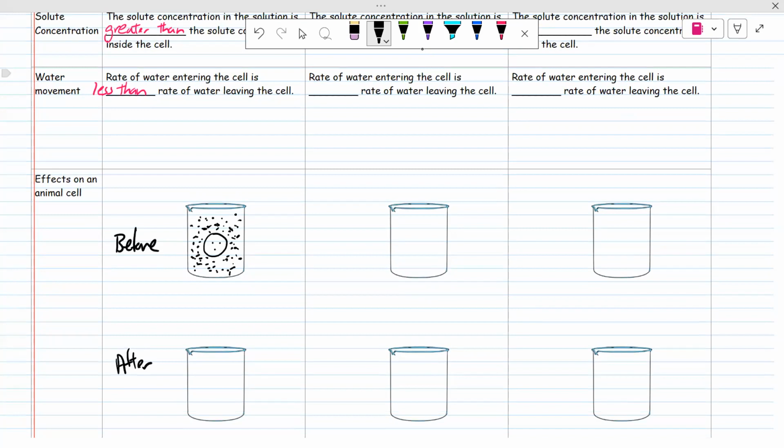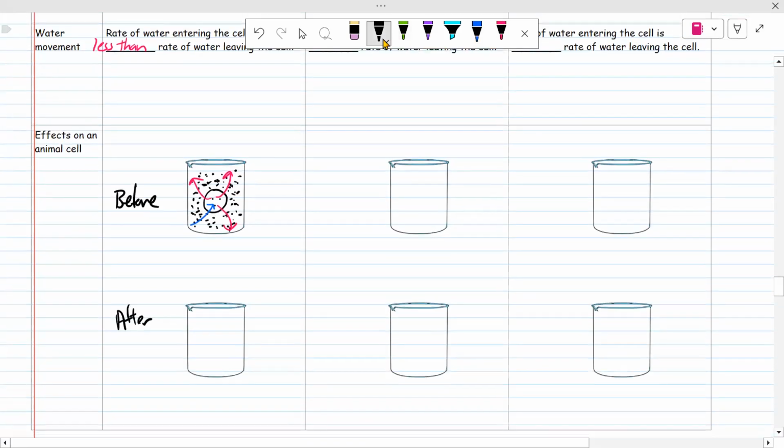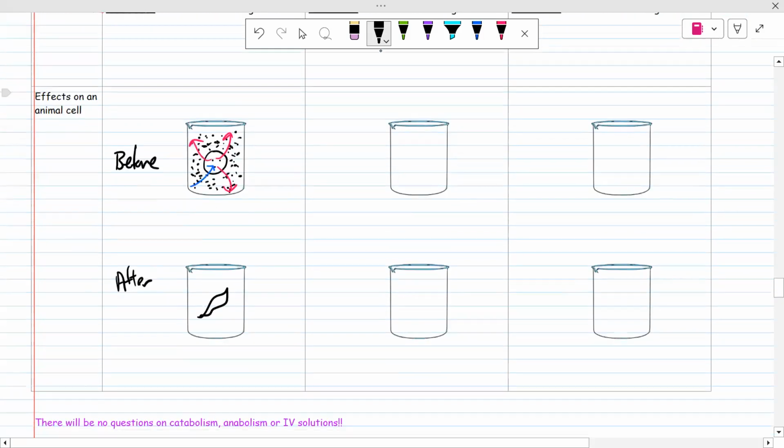And so what happens is you will have more water leaving the cell, and then you will have some coming in. But the point is you have more water leaving than coming in, right? And then as a result, what happens to your cell? Does it get bigger or smaller? That's right. It shrinks. This is called plasmolysis.